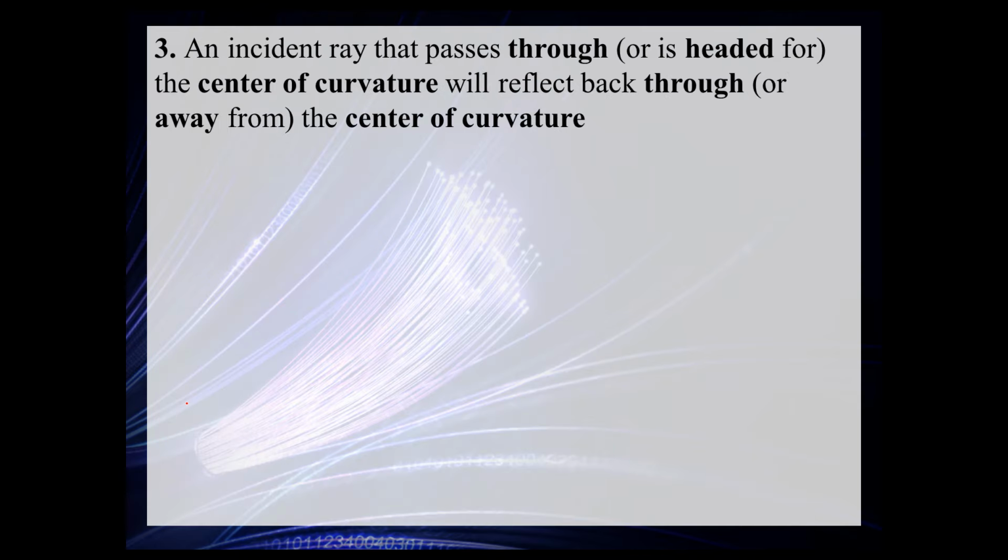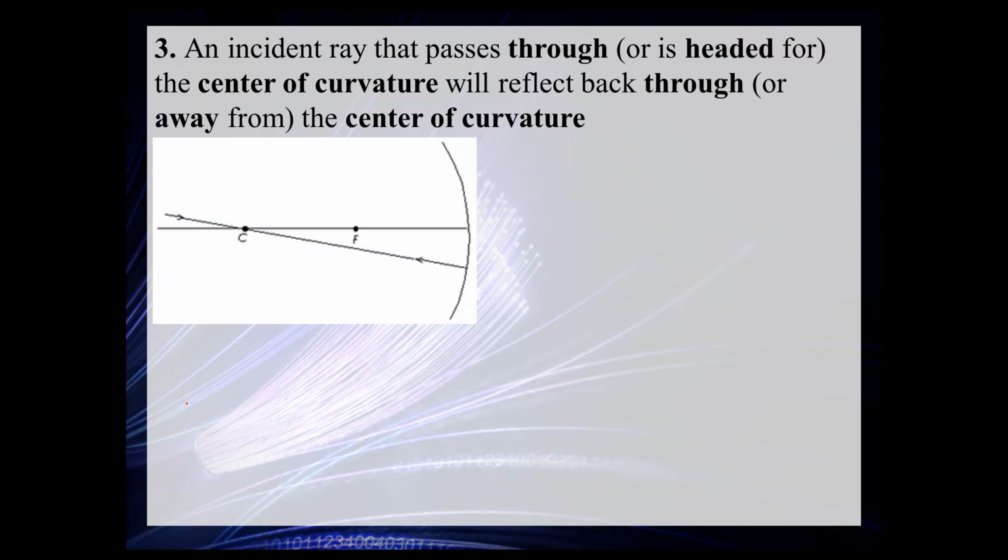And then finally, we have Rule 3. An incident ray that passes through or is headed for the center of curvature will reflect back through or away from the center of curvature. This is the first rule I would always start with when I draw the ray diagrams, which we'll get into in the examples in a moment. Okay, so in this case, you have a ray of light that passes through the center of curvature. And what happens, the real center of curvature, I should point out, when it hits the mirror, it just bounces back along the same line.